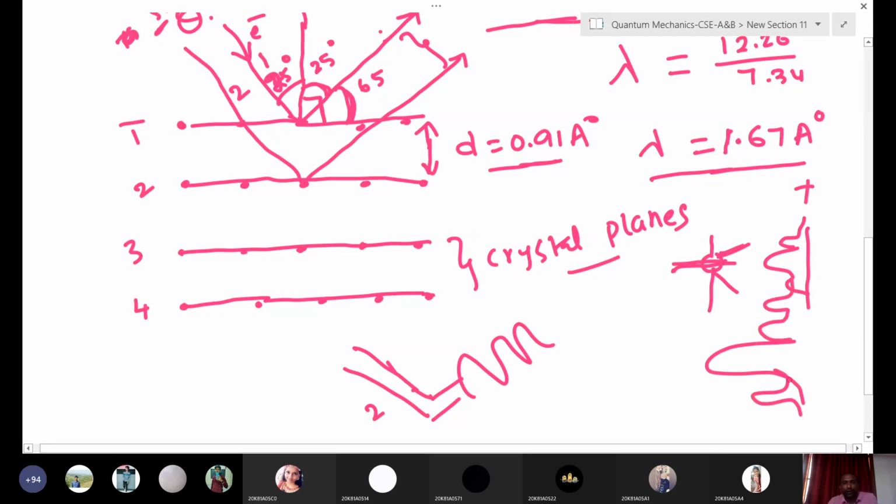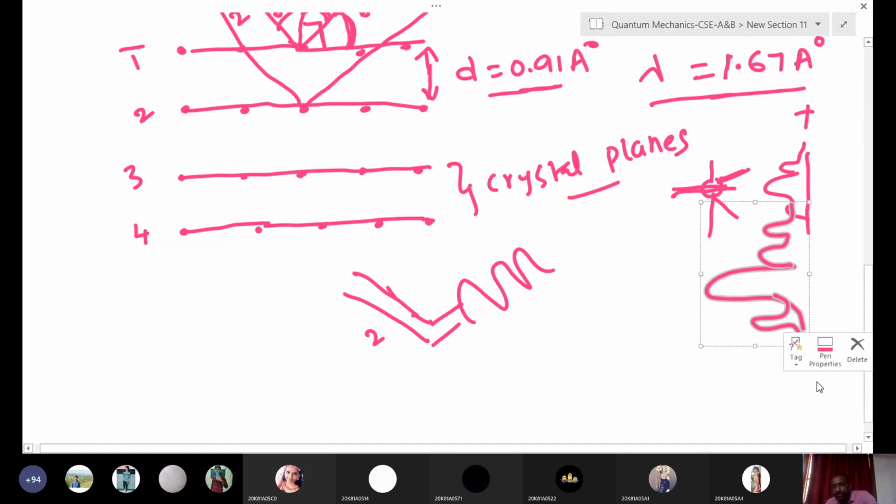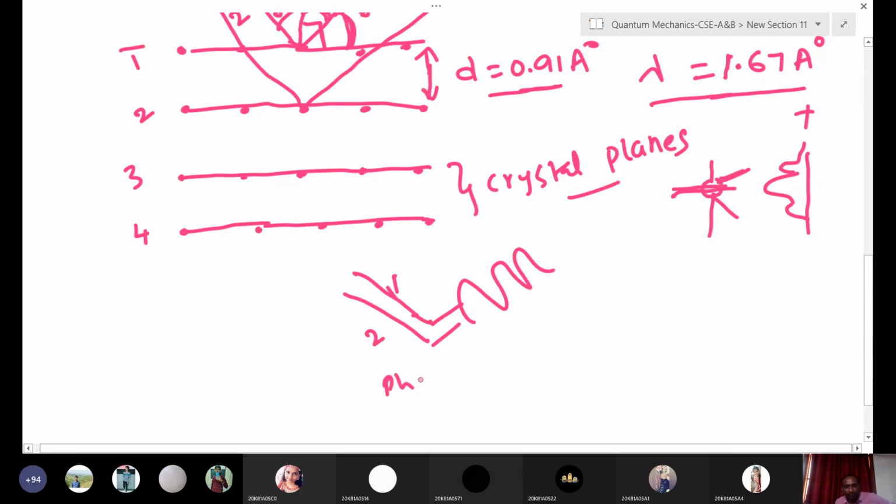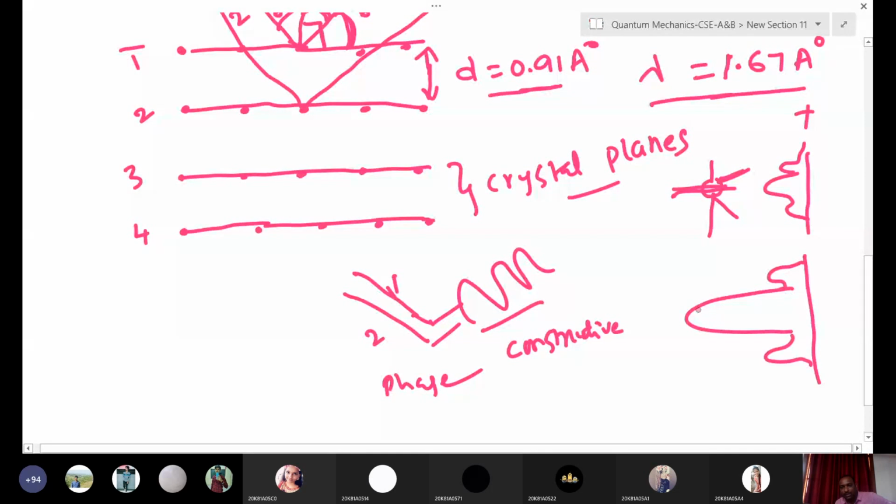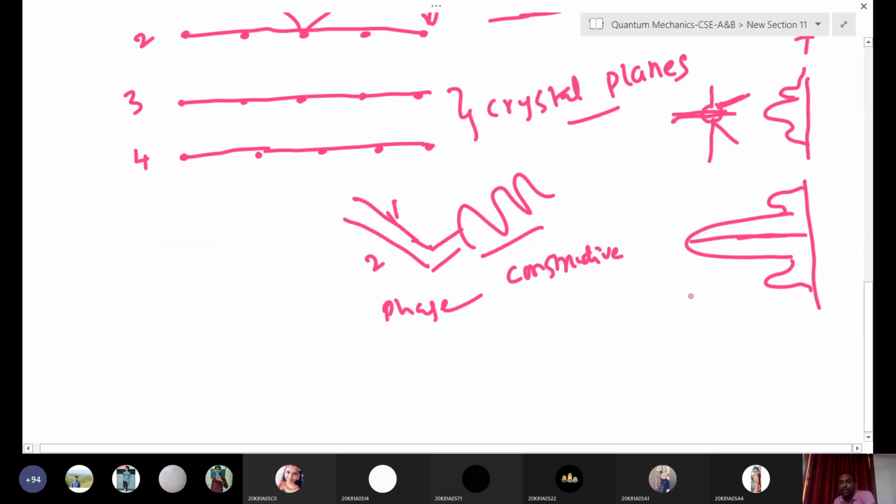So when you understand this diffraction pattern, suppose the first ray and second ray are in the same phase, equal phase, there is constructive interference. At that time, in the diffraction pattern, here we will get the maximum intensity. After that, there are small intensity peaks. Why did we get this maximum peak here? How did we get this maximum peak?